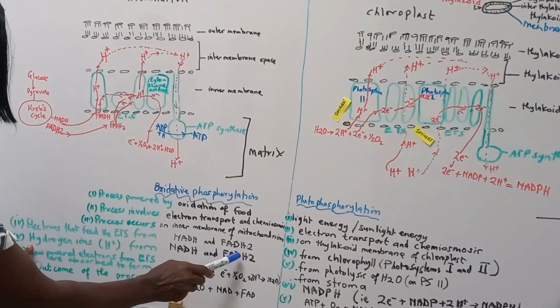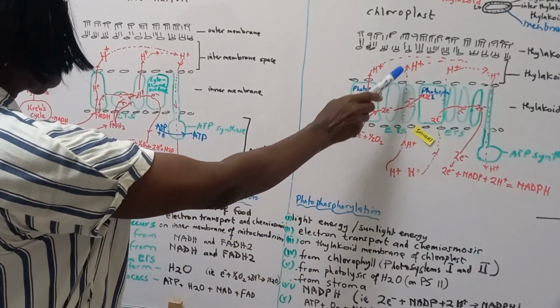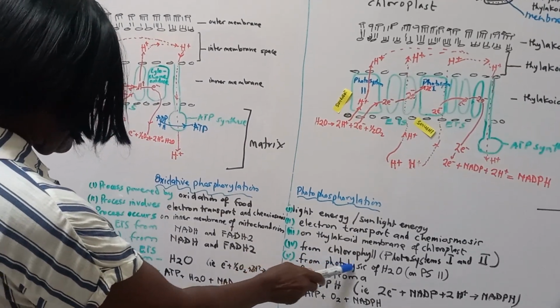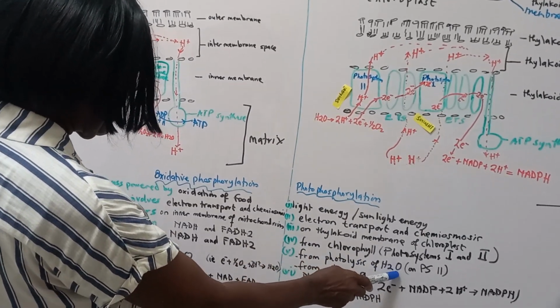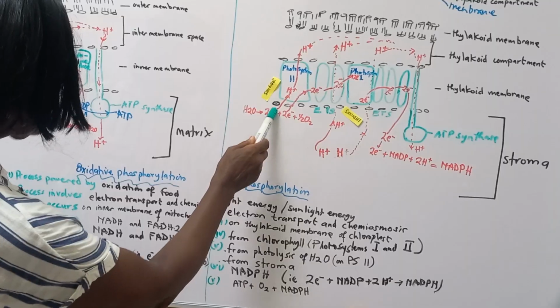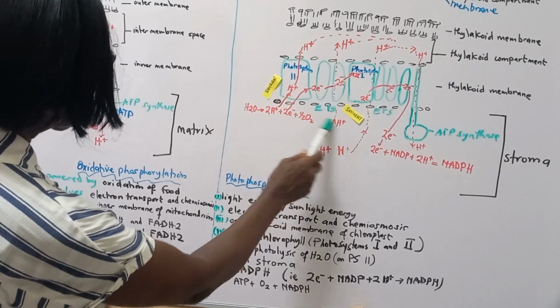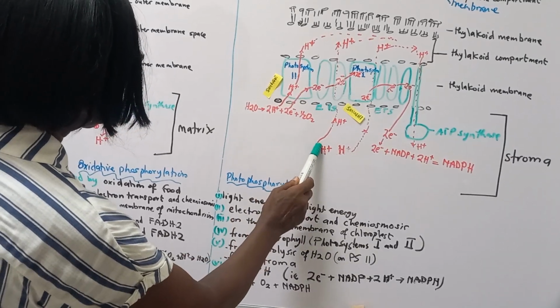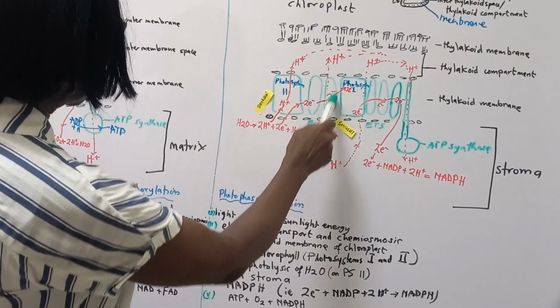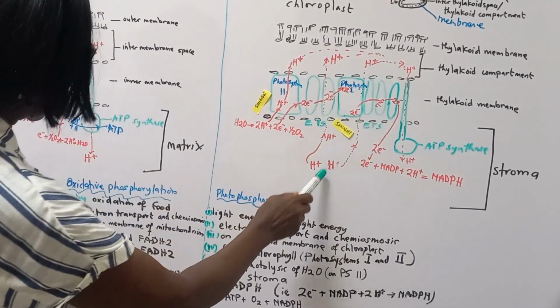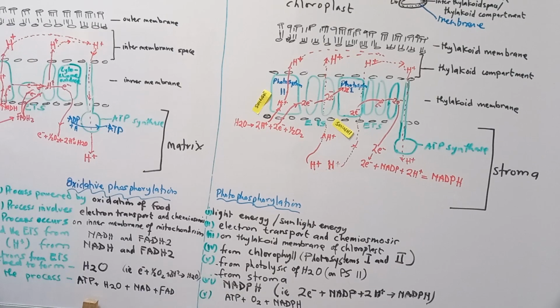Then the hydrogen ions that feed the system in photophosphorylation are from photolysis of water. Here, photolysis of water, that's where the hydrogen ions come from. And also from the stroma. Hydrogen ions are pushed from the stroma, shunted across the membranes and into the interthylakoid space. Alright, so look at these two differences here.